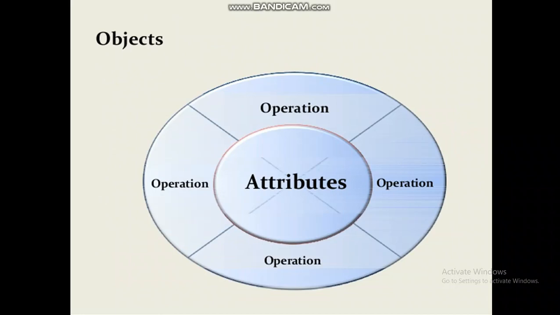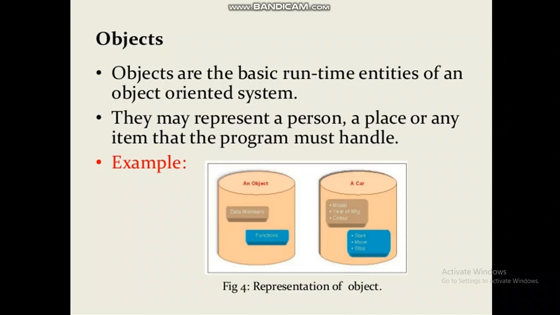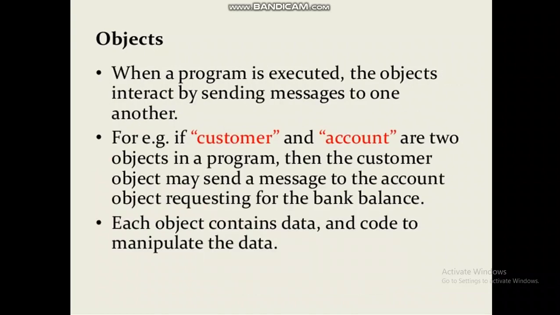Objects. An object is nothing but the combination of attributes, methods and data. They are runtime entities. For example, they may represent a person, a place or an item, whatever it may be. See the picture, there is an object called car. Inside the car there are some data members: model, year of manufacturing and color. Some functions are also embedded: start, move and stop. When a program is executed, the objects interact by sending messages to one another. For example, customer is an object, account is an object. So the customer object can send a message to the account object requesting the bank balance.